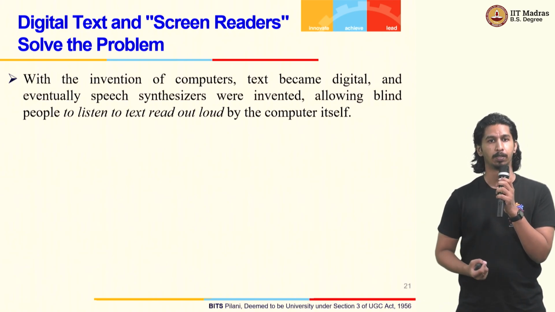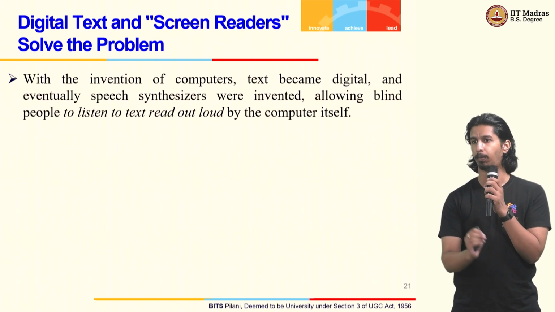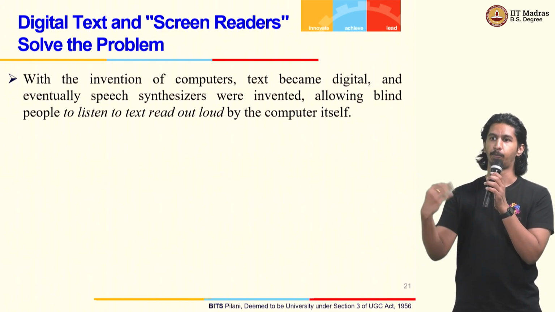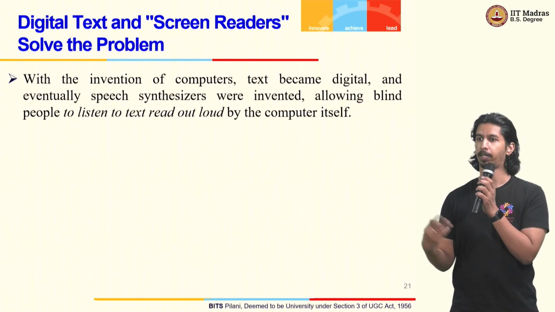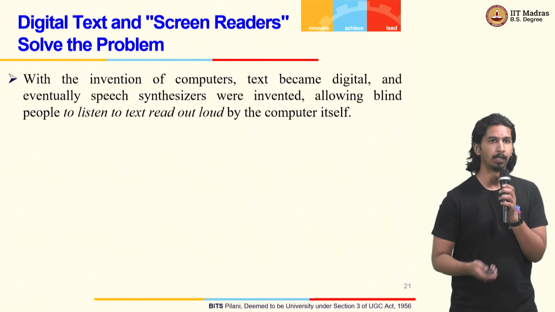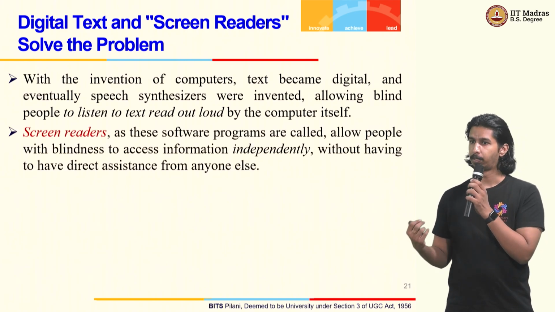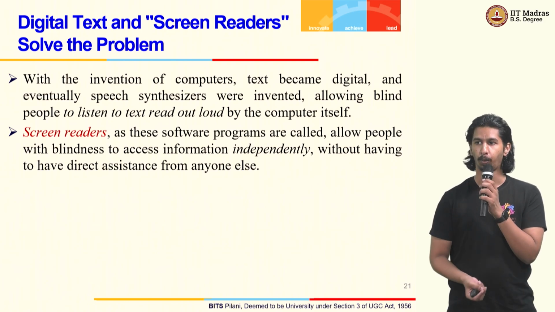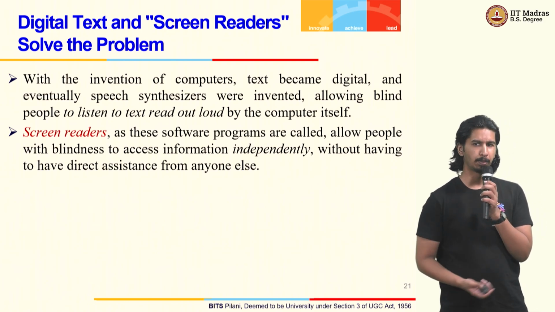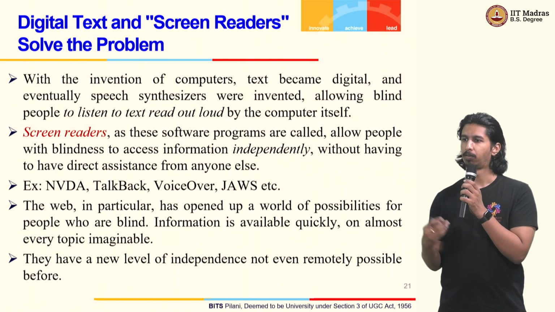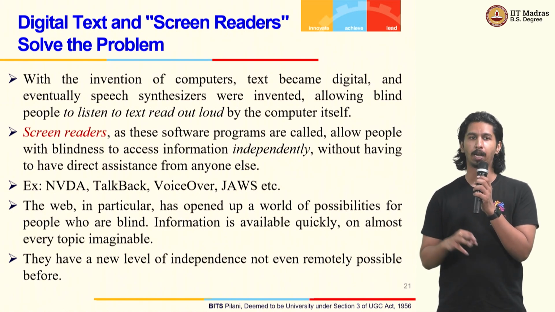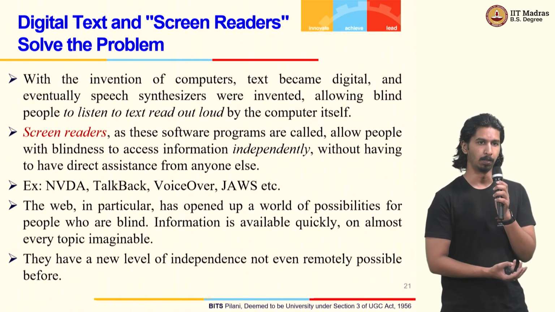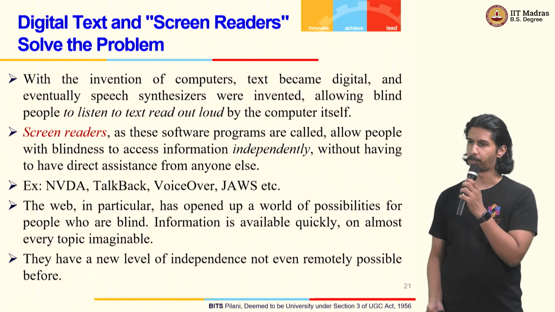You had mentioned speech synthesizers, which can directly translate what is written as text and speak it out loud, which a person with blindness can hear, right? Screen readers are the software that read your text and speak it out loud. Examples are NVDA, TalkBack, JAWS, VoiceOver, and so on. And mostly these tools are freely available and come built in with your operating systems, right?